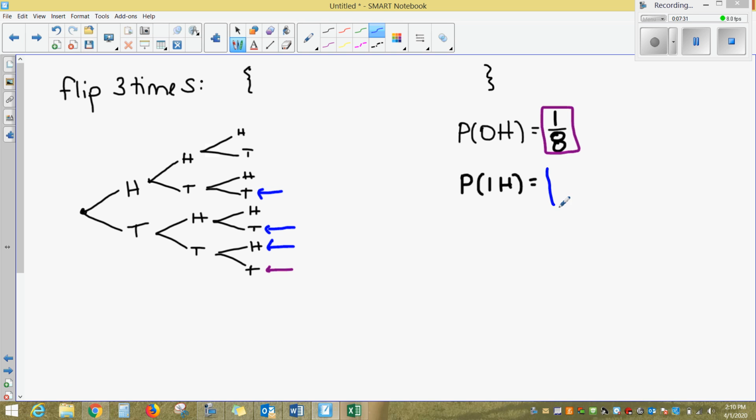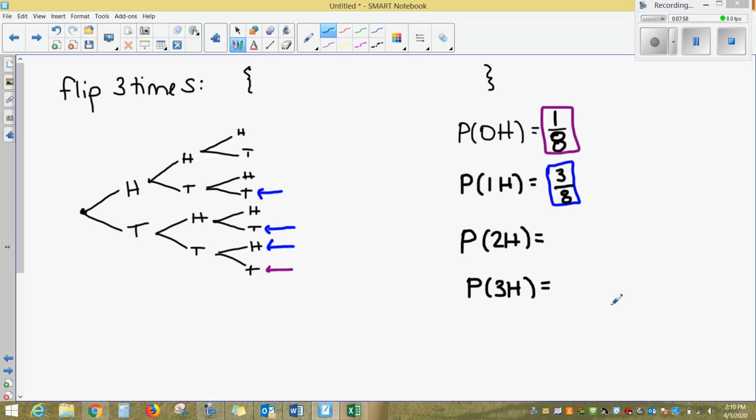So here in this box, I'm going to make blue. We said there's 3 ways of flipping 1 head out of the 8 possible outcomes there. Notice the denominator is going to be 8 in all of these, at least initially. Sometimes I can reduce to lower terms, sometimes I can't.